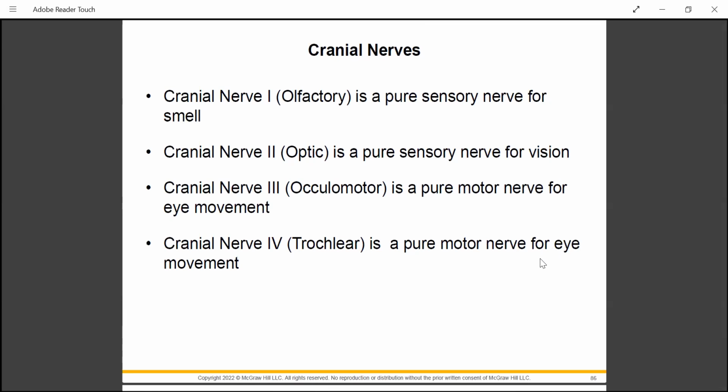The first 3 really are easy to remember because they're named for what they do. Cranial nerve 1 is our olfactory nerve, and that's purely smell. All it does is smell. Again, the optic nerve is another pure sensation one, and it's going to just transmit visual information. Our oculomotor nerve is a motor-only nerve. So oculo, the eye, motor. It's one of our nerves that controls the muscles that move our eye. Trochlear nerve is another motor movement specific to the eye.